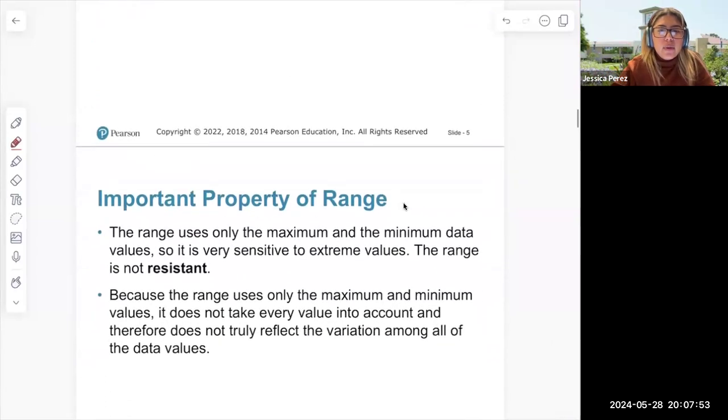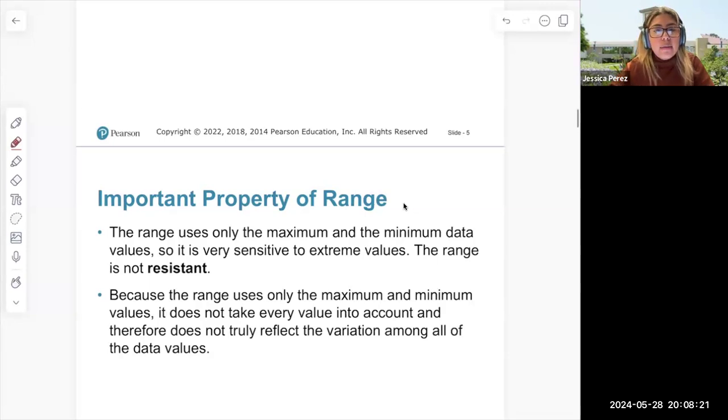Let's talk about the important property of the range. The range is not resistant. What if we have an extreme value like the max or min? This is a lot like the mid-range. Remember, the mid-range was the highest plus the lowest, divided by 2, and that was non-resistant. The range is also non-resistant because of that same property, because an extreme value can make your range change.